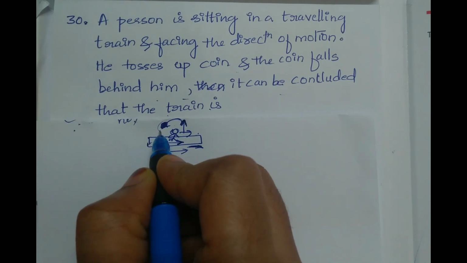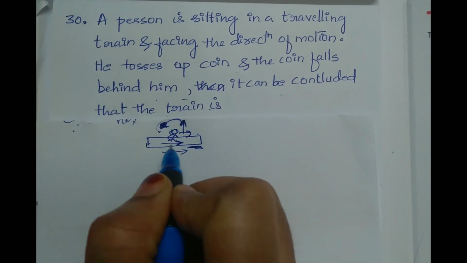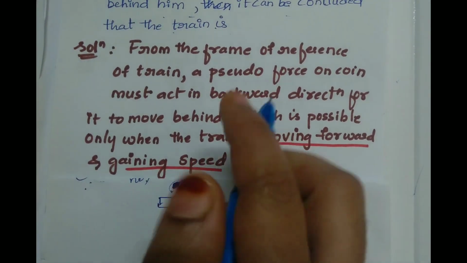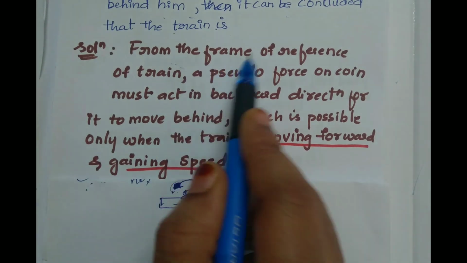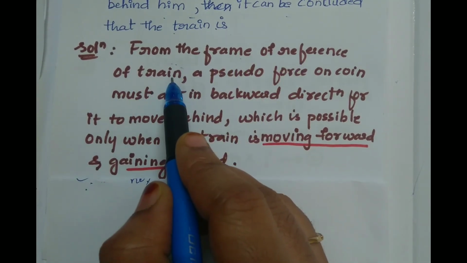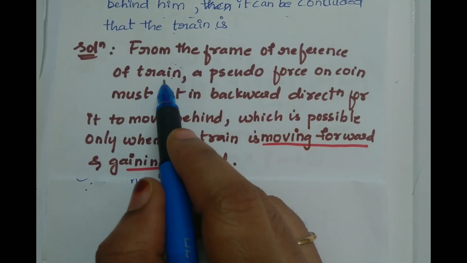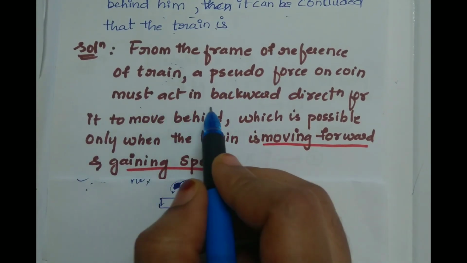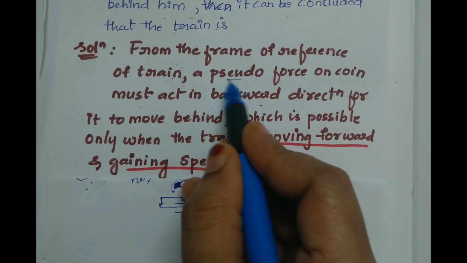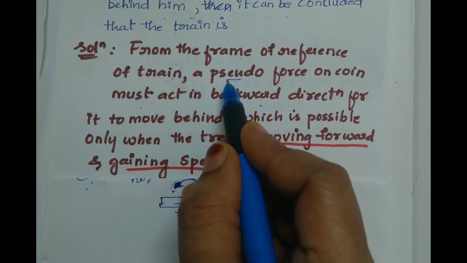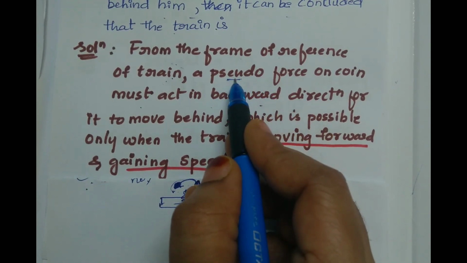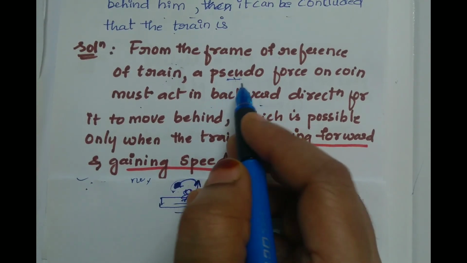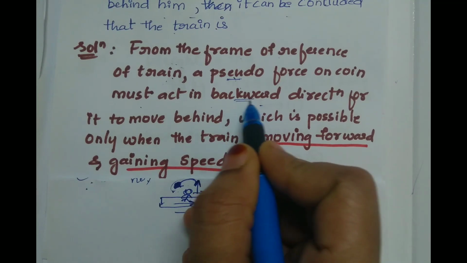So what is the reason? That is, how can you conclude that? So therefore you can say, from the frame of reference of the train, when you consider the frame of reference as the train, what happens? A pseudo force on the coin acts in the backward direction. Pseudo force means a false force, which is not actually existing in nature. The centrifugal force is also a pseudo force. So the pseudo force will act on the coin in the backward direction.